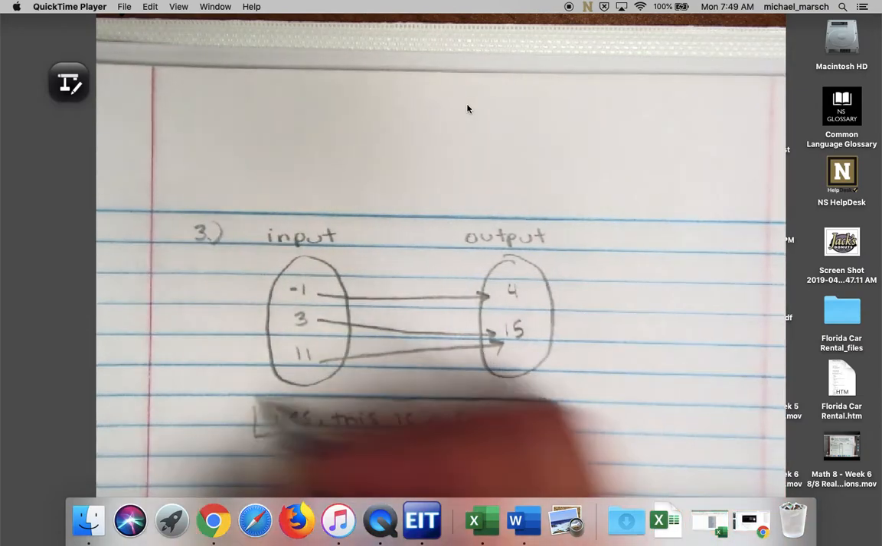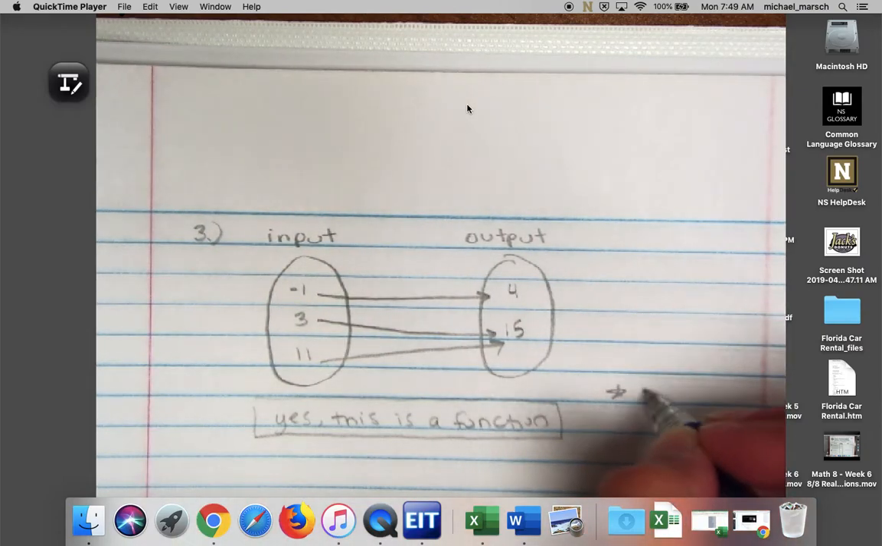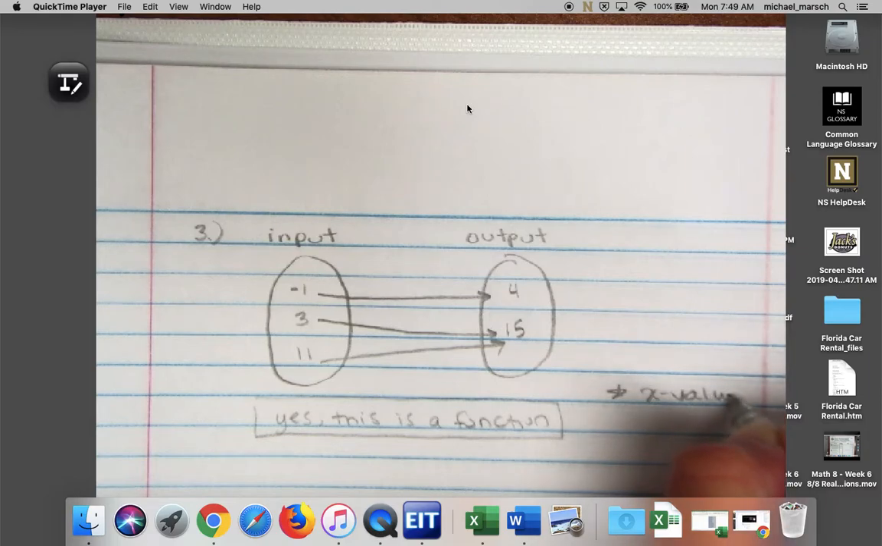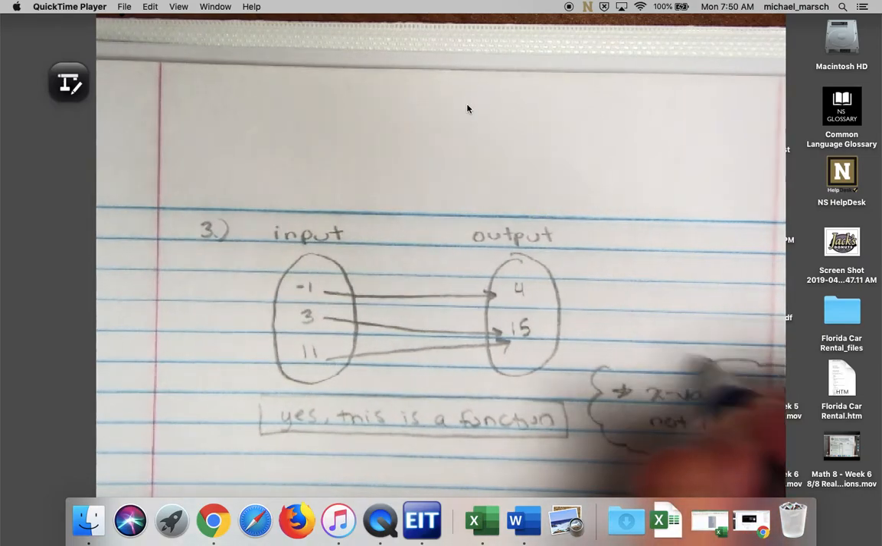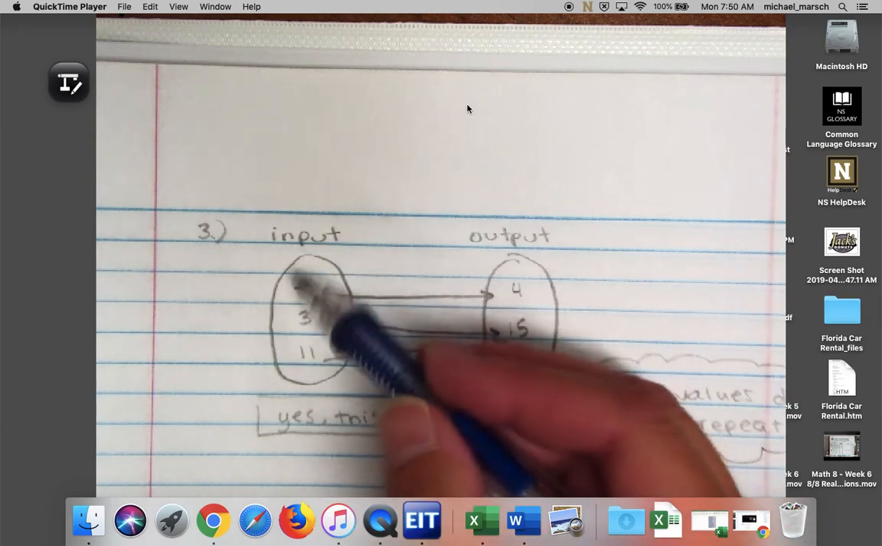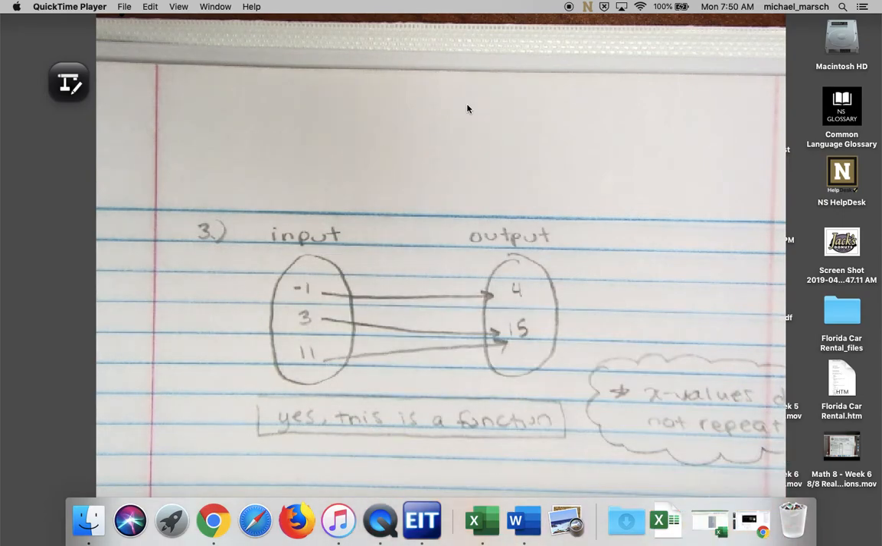And again, our reasoning is x values do not repeat. And when I say x values, again, remember I'm talking about that input or domain. Remember those synonyms we talked about. Okay, so another way to determine if a relation is a function is to do the vertical line test.